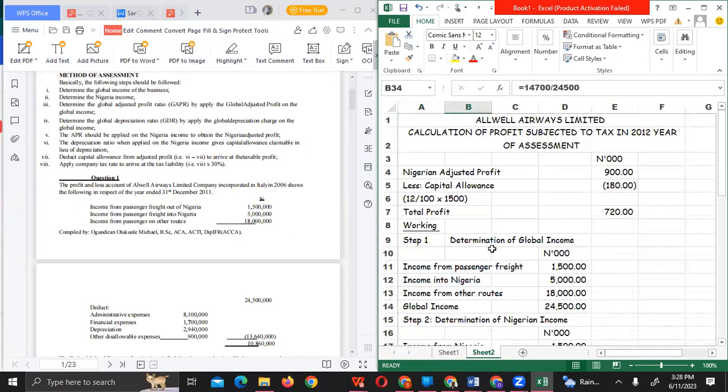Okay. Yeah. All right, let me run that again. You determine the global adjusted profit. G stands for global income. N stands for Nigerian income. G stands for global adjusted profit. D stands for depreciation ratio. C stands for capital allowance. A stands for Nigerian adjusted profit. And T stands for the taxable profit or total profit, then tax liability. I think this is better. This is your shortcut.